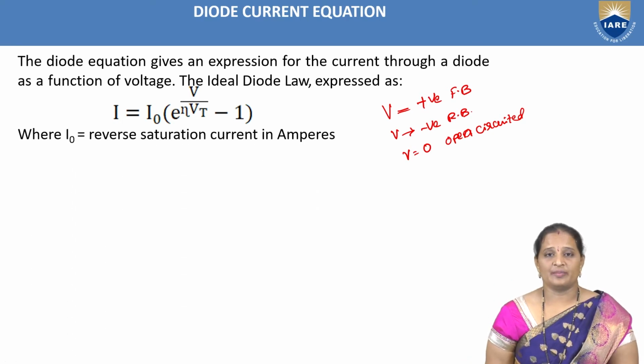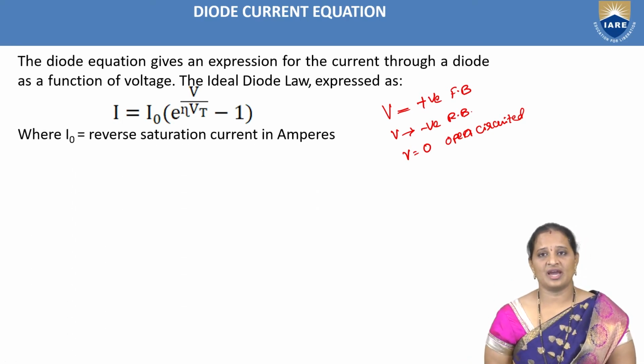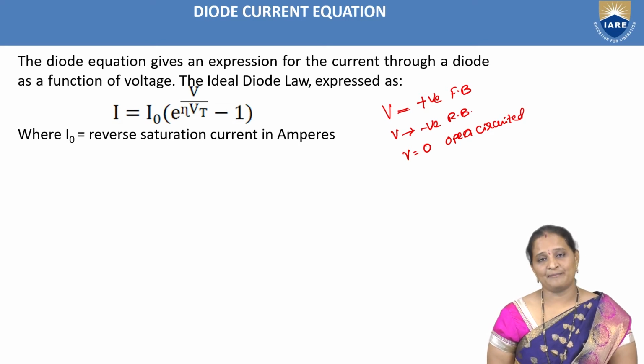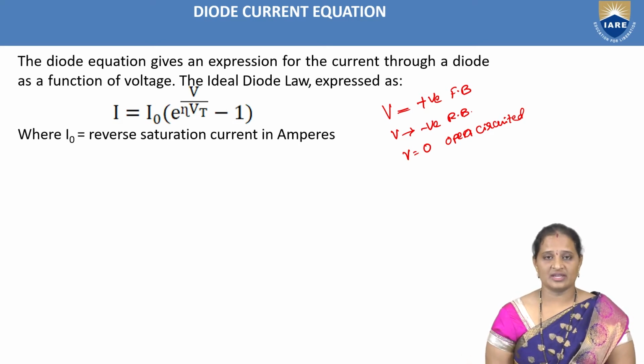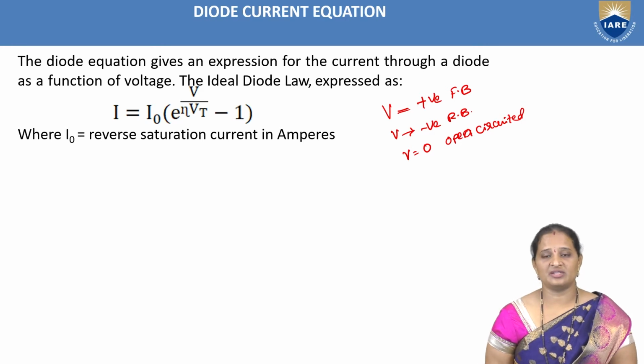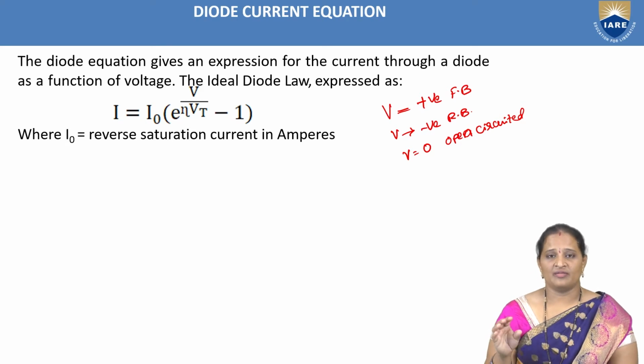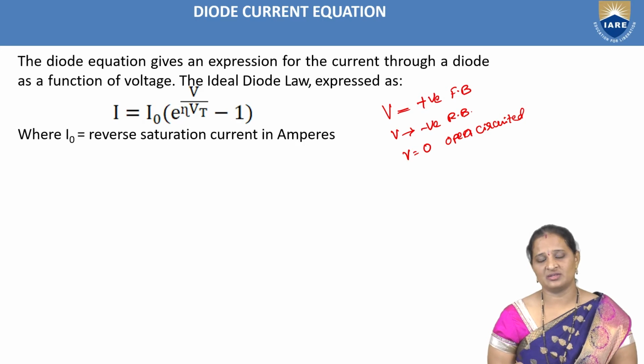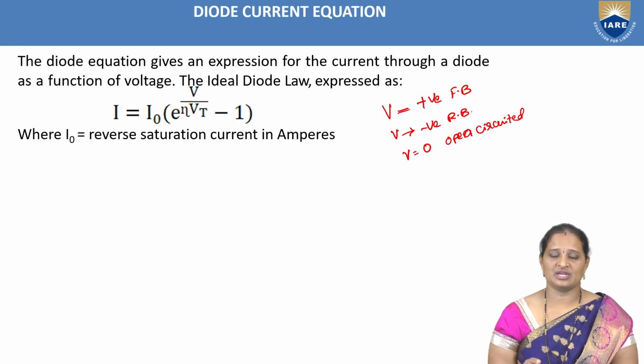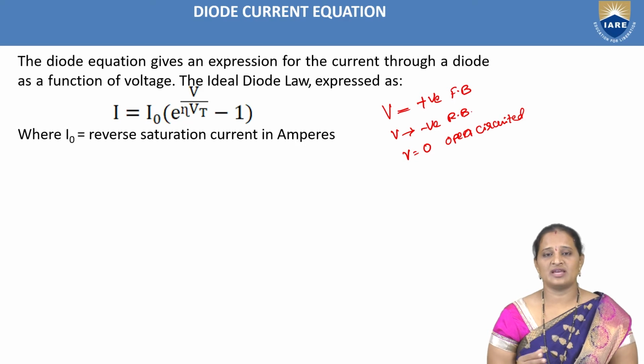I0 is the reverse saturation current, measured in amperes, and it is due to the minority charge carriers. That is, under reverse bias condition, there is a flow of current through the diode due to minority charge carriers. As you all know, the minority charge carriers are less in number, so the reverse saturation current will be very less. It is of the order of microamperes for germanium diodes and nanoamperes for silicon diodes.